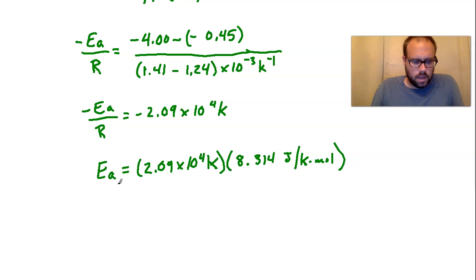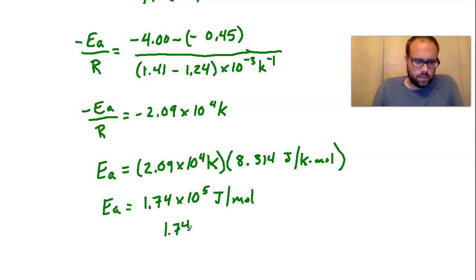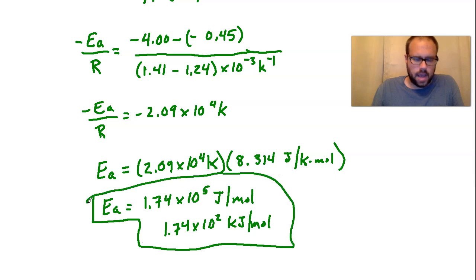Solve for that. And so the value that you'll get here, because the Kelvin will drop out, is that the energy of activation is going to be 1.74 times 10 to the 5th joules per mole. Okay, and if we wanted that in kilojoules per mole, we could obviously just rewrite that as 1.74 times 10 to the 2nd kilojoules per mole. So there we go. We have graphically found the energy of activation as we've gone through and utilized that setup.